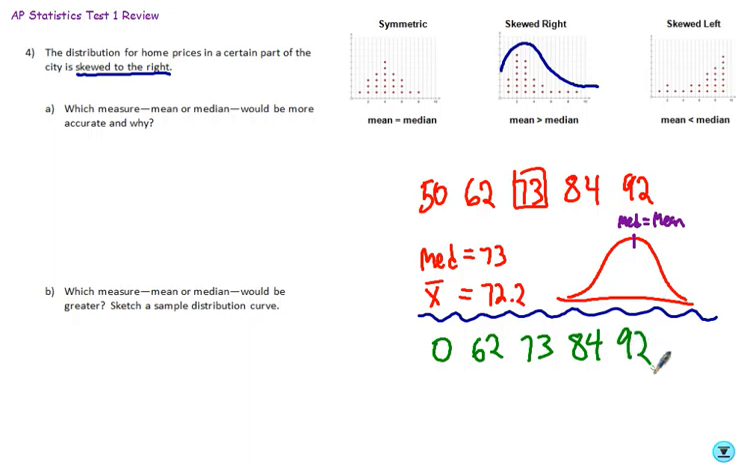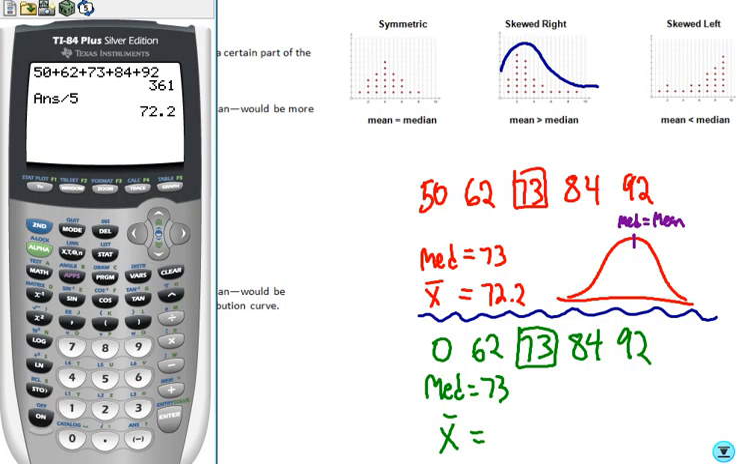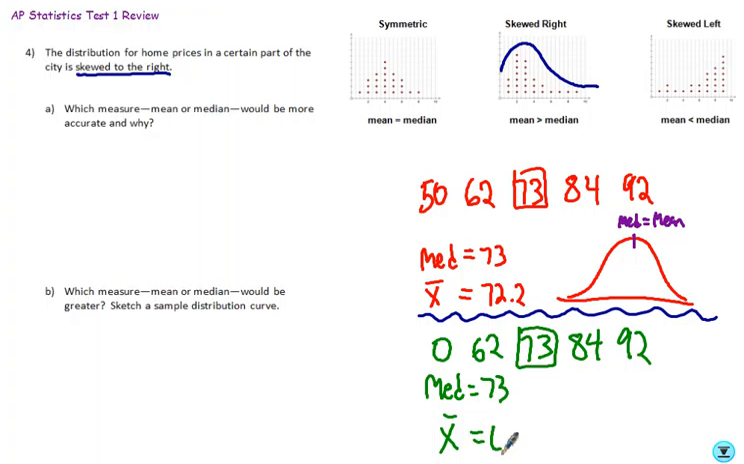Your average, which is your mean, is going to go down. If I look at the median, what's the median here? Well, the median is still 73. So you notice that had no effect or impact on the median. Now how's that going to affect your average? We'd expect that a 0 is really going to drop our average. Let's change that in the calculator: 0 plus 62 plus 73 plus 84 plus 92, and then divide that by 5. You see that our average dropped to 62.2.